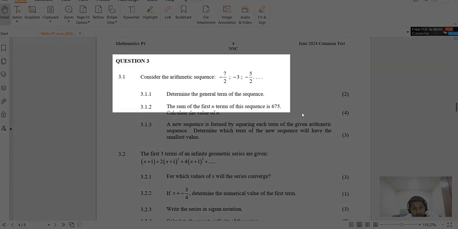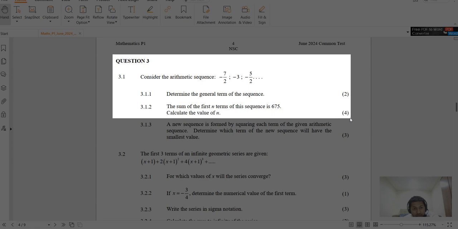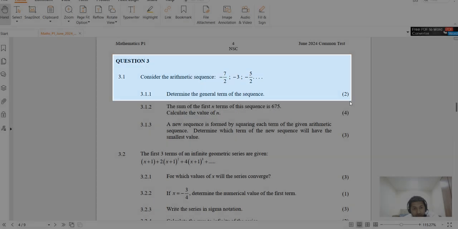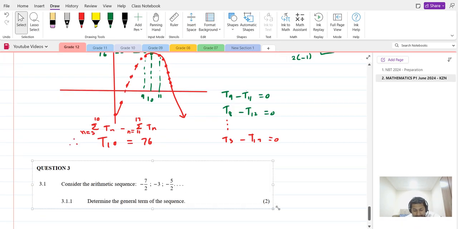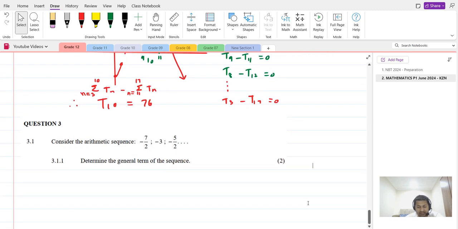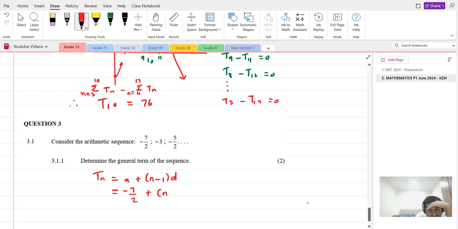Question number 3. We can see this is an arithmetic sequence. So finding the general term of the arithmetic sequence, a plus n minus 1 d, right? They're telling us it is arithmetic, so Tn equals a plus n minus 1 d. You can check this in your formula sheet. A is minus 7 over 2 plus n minus 1 times d. What's the common difference here? Minus 3 minus minus 7 over 2. So the difference is minus 3 minus minus 7 over 2. So you get half. So we're getting times half.